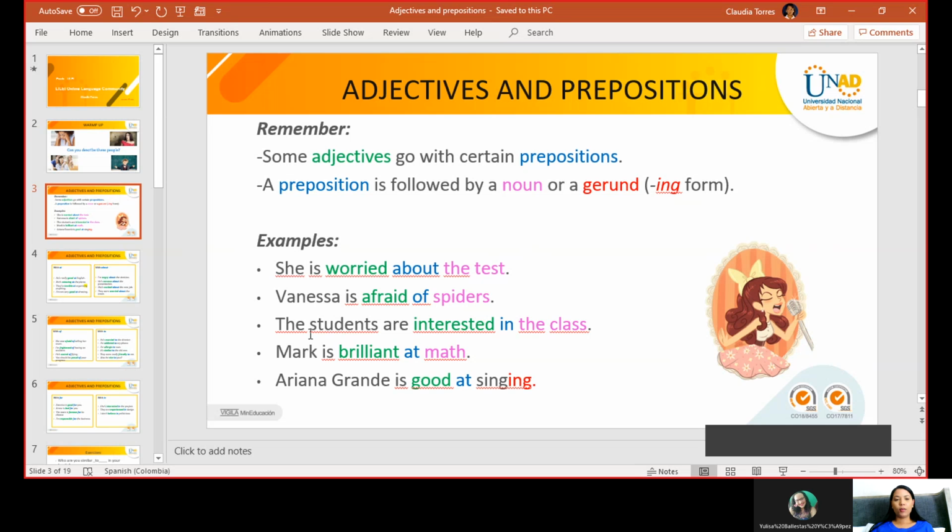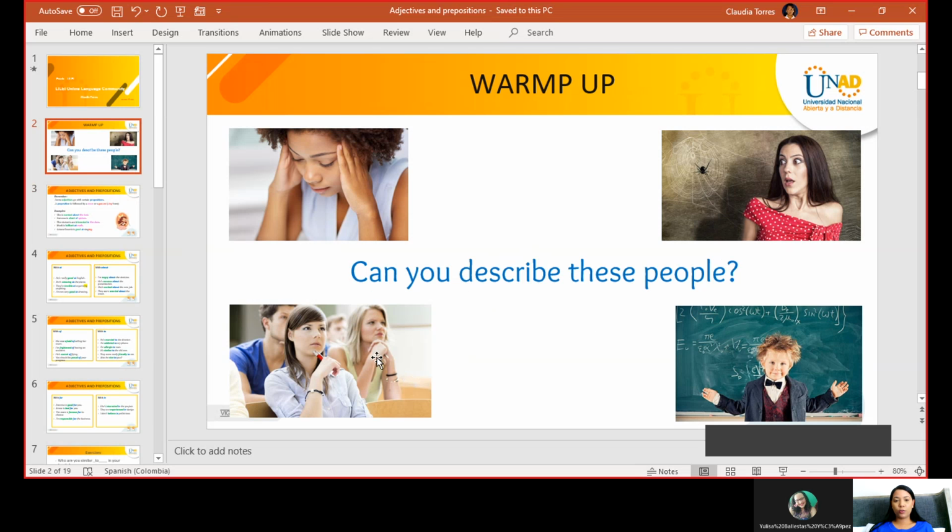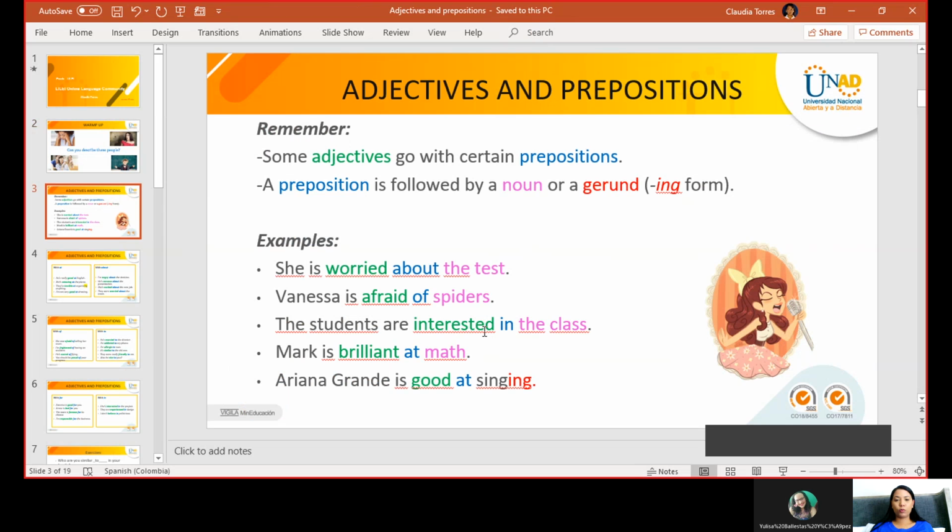Now, the students are interested in the class. You remember this picture? Okay, so the students are interested. Interested is the adjective, but you use interested with the preposition in. So the students are interested in the class. Always go together. Interested in.